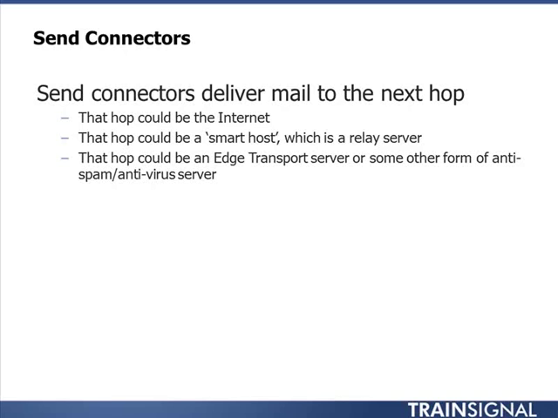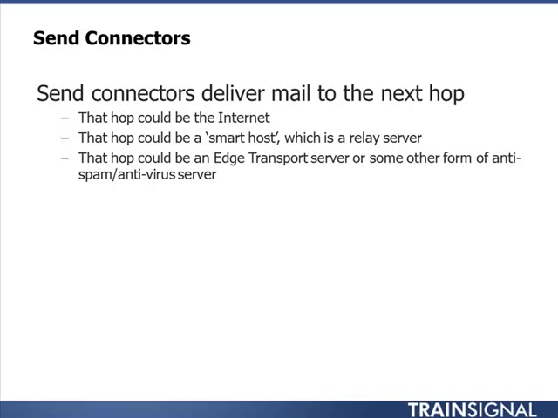That hop could be a partner that you send email directly to, as opposed to having a send connector that sends it to the internet and it lands in the mailboxes of your partner organization. Now you might say, well, why would I have a send connector for a partner organization if I could just send all outgoing email to the internet and have it be delivered that way? Well, one of the reasons is because you can establish different security mechanisms on send connectors.